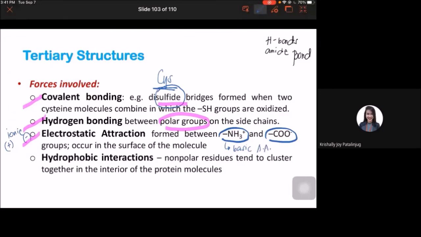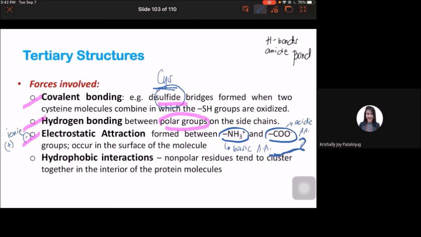Meron ang mga basic amino acid ng positive portion sa ilahang side chain, tama? And then for the carboxyl group, okay? Carboxyl group sa side chain, makikita naman yan usually sa mga acidic, no? Acidic amino acid. So with that, electrostatic attraction may be formed. And take note, since polar siya, under din to sa polar, no?